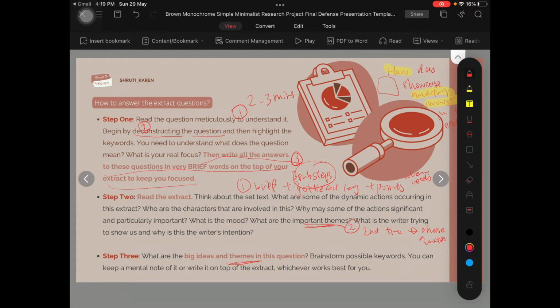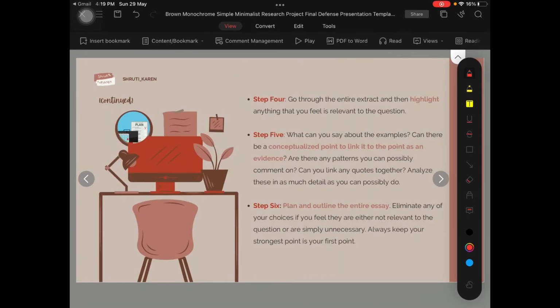So always make sure you have a mental note of it, whether you're keeping it at the back of your head or you're writing it down on top of the extract on your paper. See what works best for you. Personally, I've always jotted down my ideas on paper. I do not keep a mental note, but if you're a person who has strong memory and you know which direction you're going in because you've done so many past papers, or this is some sort of inborn talent, feel free to do it whichever way works best for you.